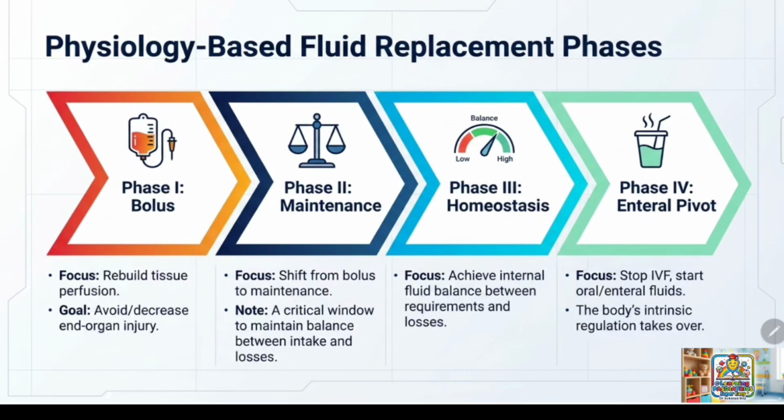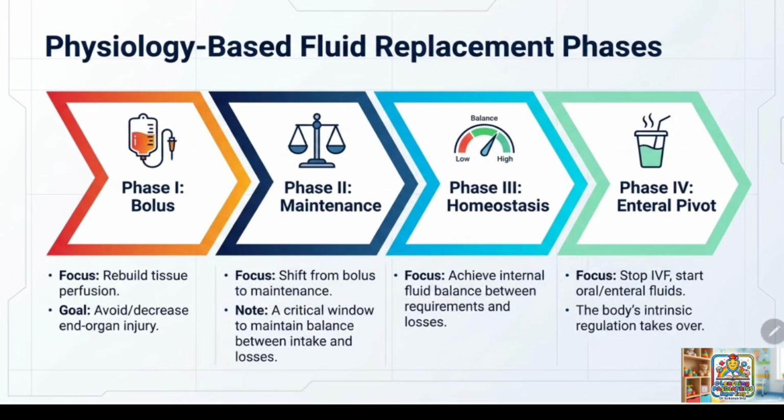In Phase 2, maintenance, the focus is mainly on the shift from bolus to maintenance fluid, a critical window to maintain balance between intake and losses. In Phase 3, the homeostasis phase, we are focusing on achieving internal fluid balance between requirements and losses. And in Phase 4, IV fluid administration is stopped and oral or enteral fluids are started. The body's intrinsic regulation takes over.